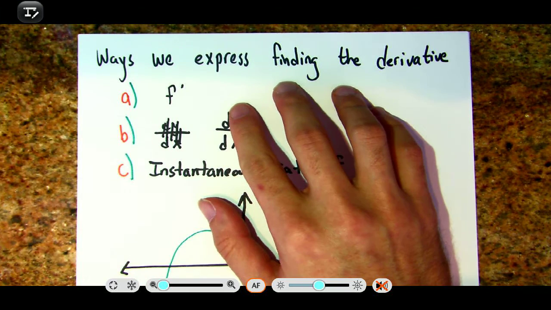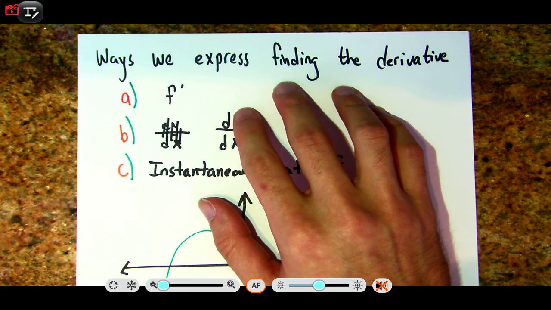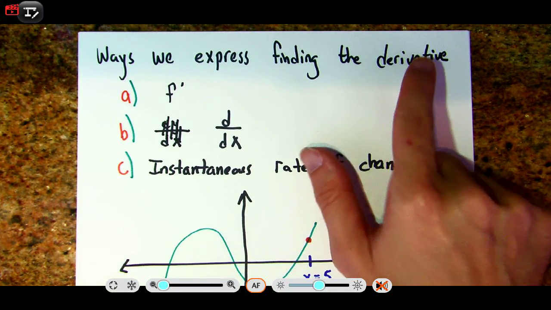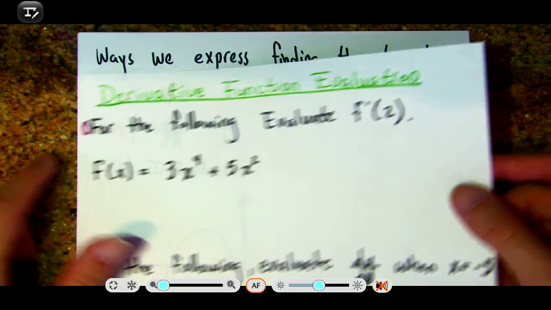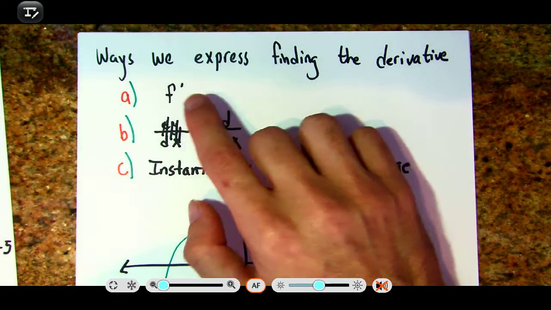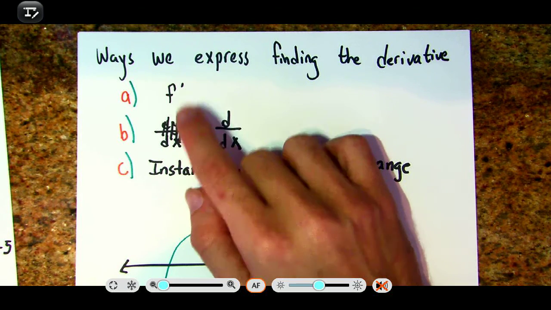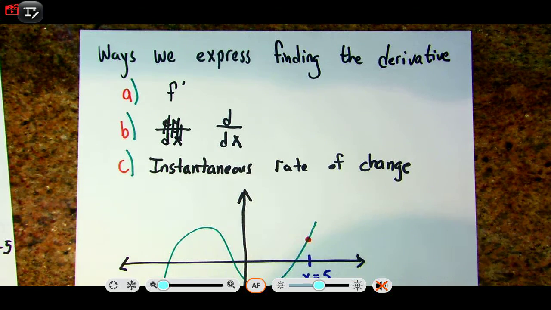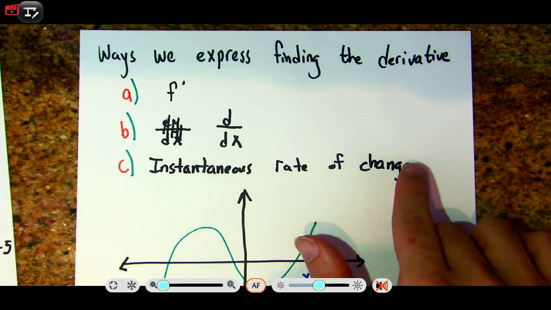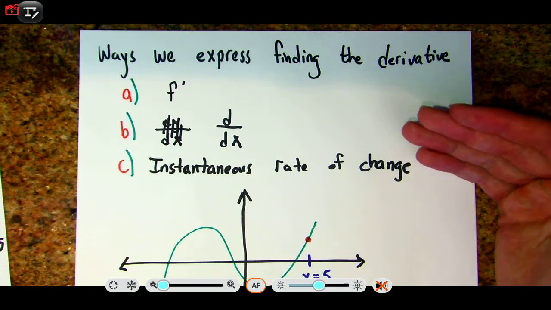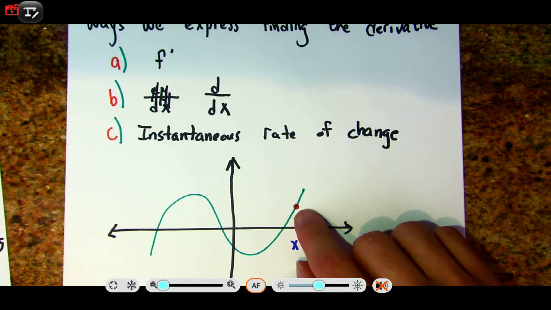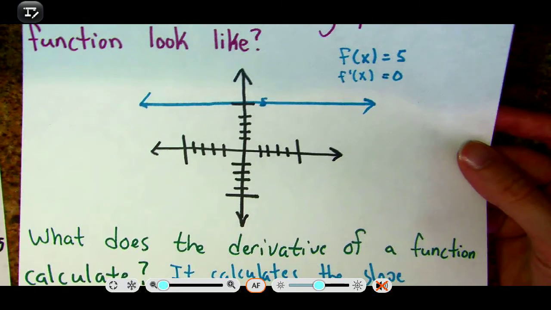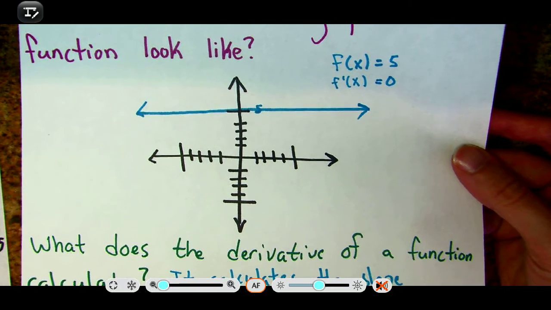Alright, welcome everybody. This video should be very short. It's about the way we express finding the derivative. If we had some original function, let's say f of x, when we find its derivative, the notations we could use are f prime, or this notation called d dx, or we can say we're finding the instantaneous rate of change. When you're finding the derivative of a function, you're calculating, just like in the previous video, right? What does the derivative of a function calculate? It calculates the slope at any given point.